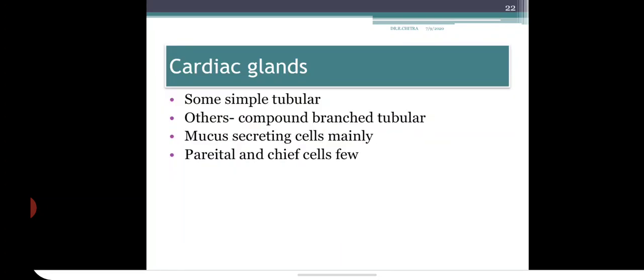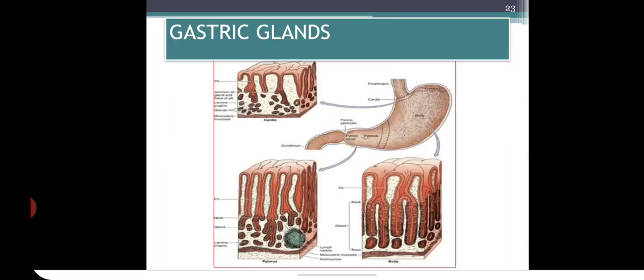Apart from this fundic and pyloric, there are cardiac glands also. They are simple tubular and compound branched tubular also. They are mainly mucus secreting cells. Parietal and chief cells are less in number. So you can appreciate the three different types of glands in the three different parts of the stomach: cardiac, fundic, and pyloric. And it's very interesting to see three different microscopic features in three parts of the stomach.